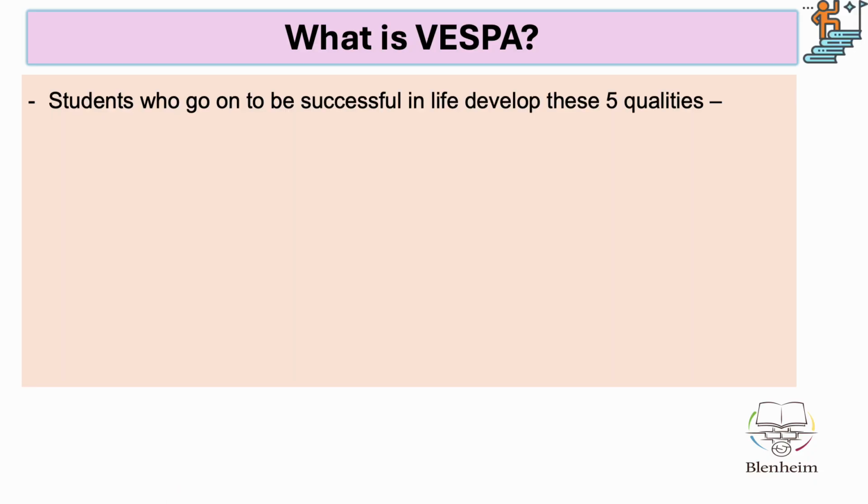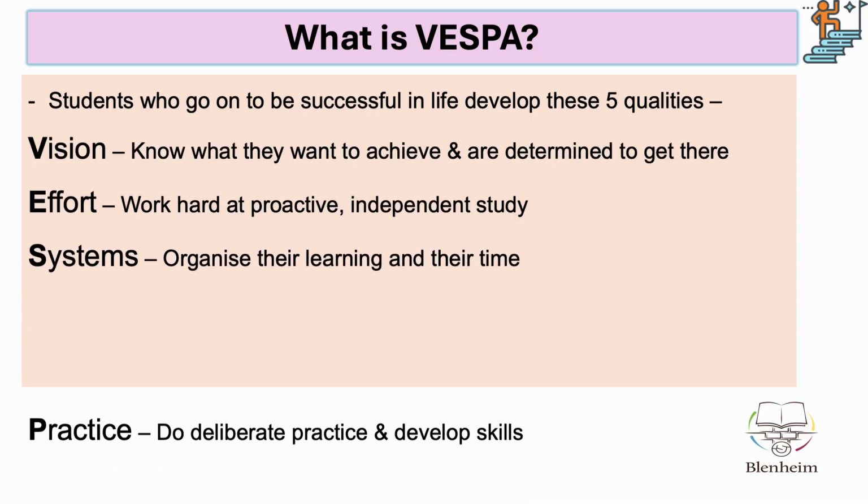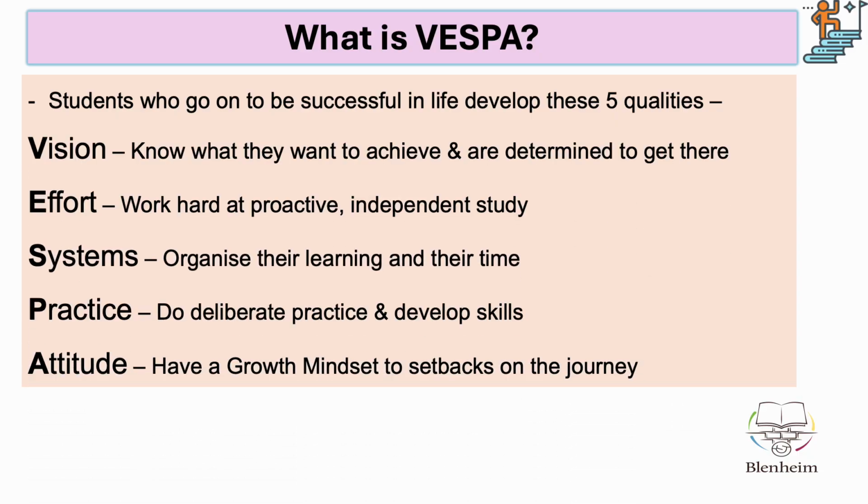So in the last session, we introduced what VESPA was. As a recap then, they studied the most successful students at GCSE and A-level to find out what made them perform so well. And they found that all of those students who equaled or even surpassed their target grades all possessed these 5 characteristics. Now, these tutor sessions are to build and develop these characteristics in you.